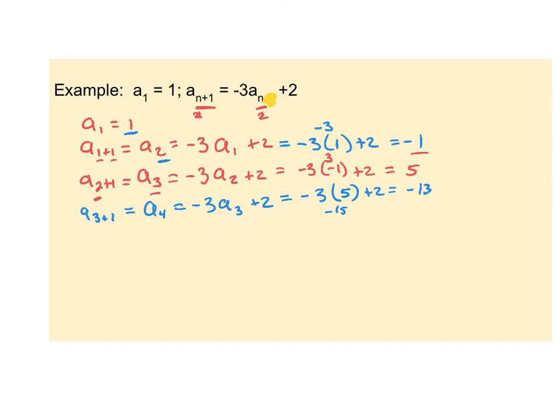Now, you should be able to see the pattern. So a sub 5 is just going to be negative 3 times the previous answer, negative 13, plus 2. So that will be a positive 39 plus 2, which is going to give me 41. So if I were to write this out, I would have 1, negative 1, 5, negative 13, and 41. This is called an alternating sequence because each term alternates from positive to negative as you're going through and doing these, and that will continue.